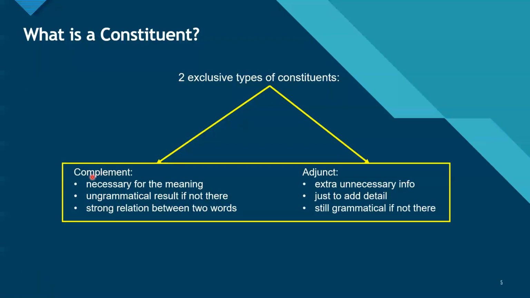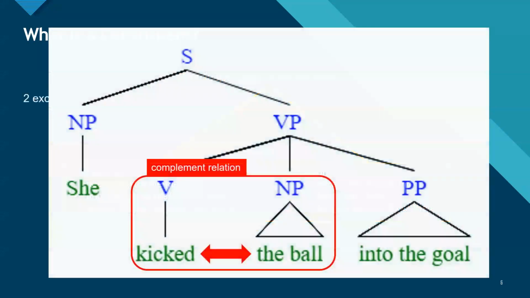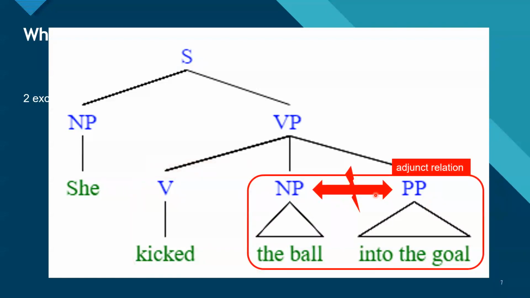Once you know something is a constituent, then we have to figure out what type it is. Is it a complement or an adjunct? Another way to visualize this, in syntax we like to use trees like this, and it just explains the relationship between different words. So here, kick the ball, that's a very tight relationship, like magnetic ties. As opposed to complements, we have adjuncts. This relationship between the ball and into the goal isn't as important. You can drop the PP.